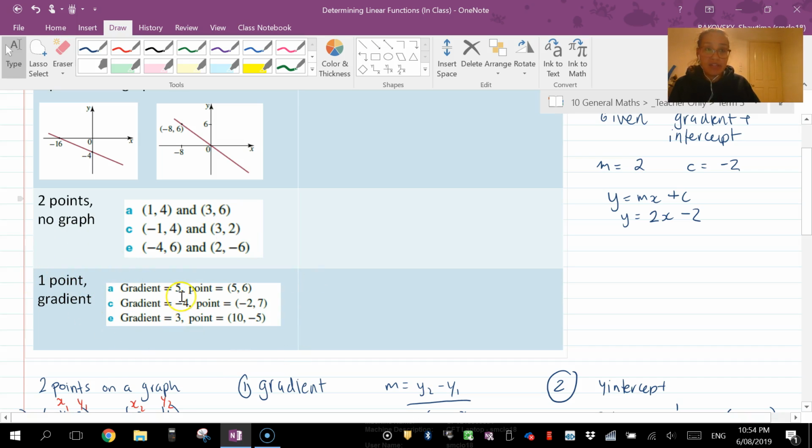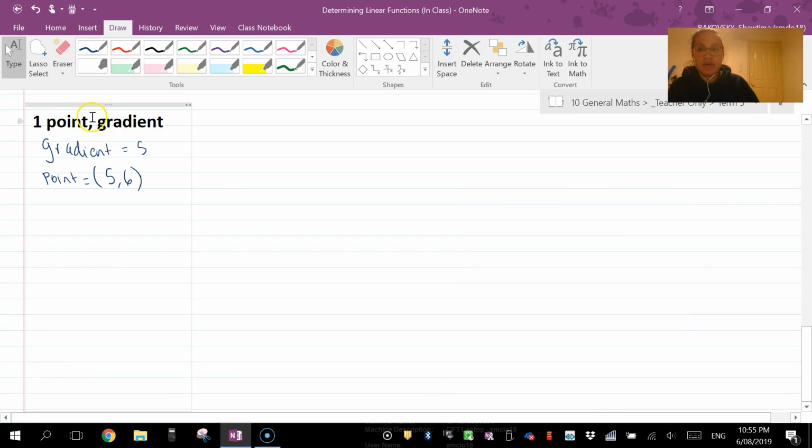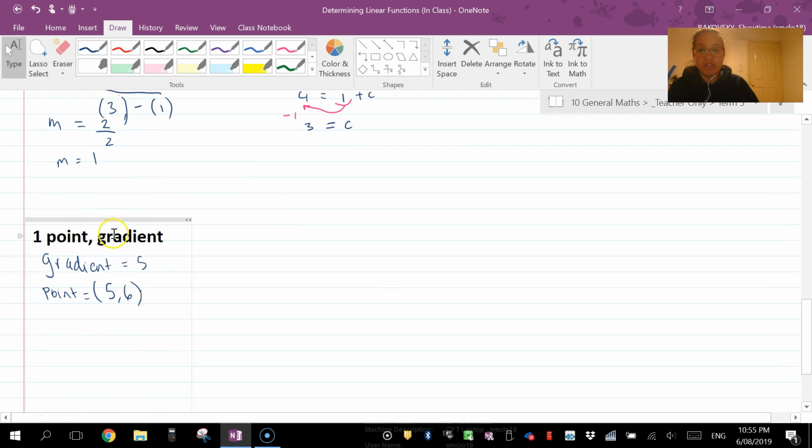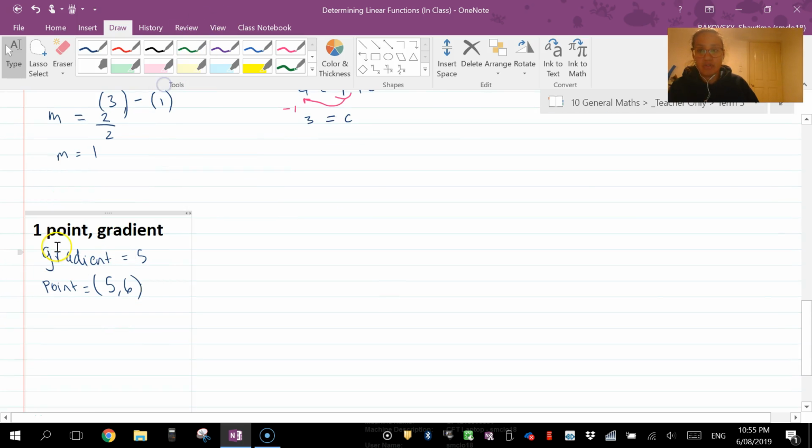Right, last one, 1 point and the gradient. So if the gradient's been given to you, half the work is done. You just have a point to substitute in to find the equation. So let's do that. So here we go, we've got gradient and 1 point. If the gradient's been found, you do not have to do this bit, finding m, because it's been given to you. Here it is in all its beautiful glory.